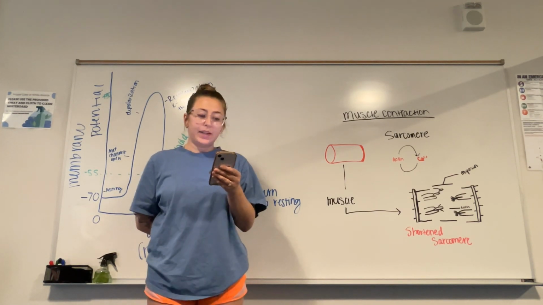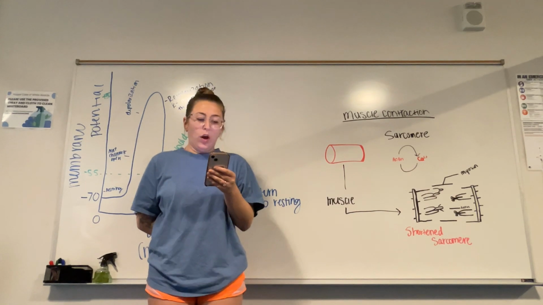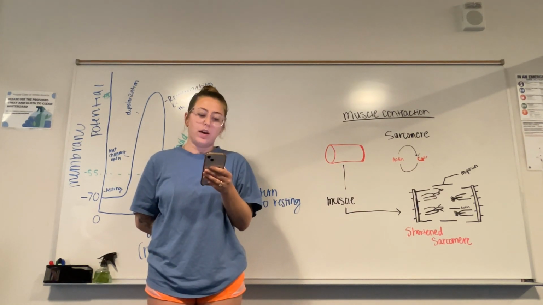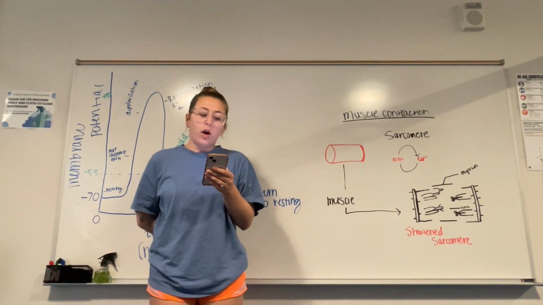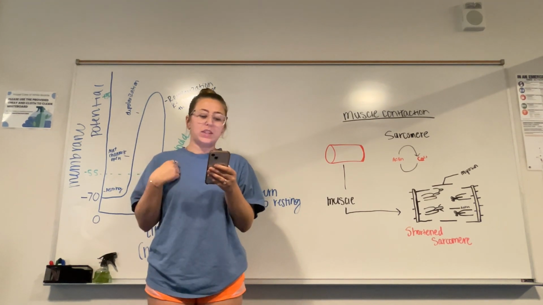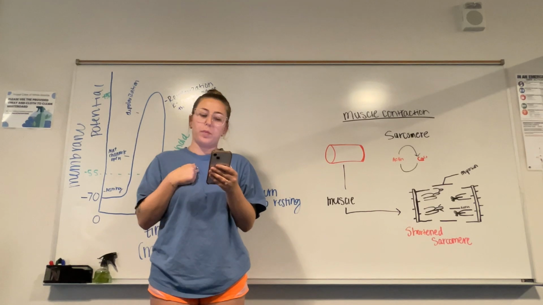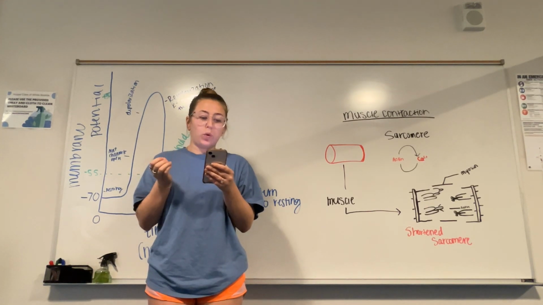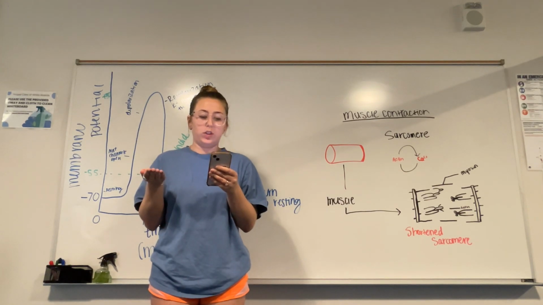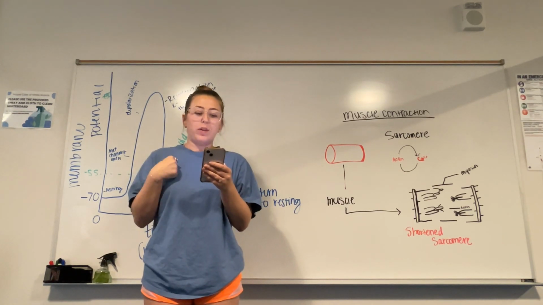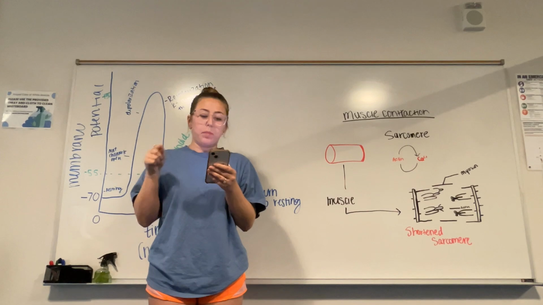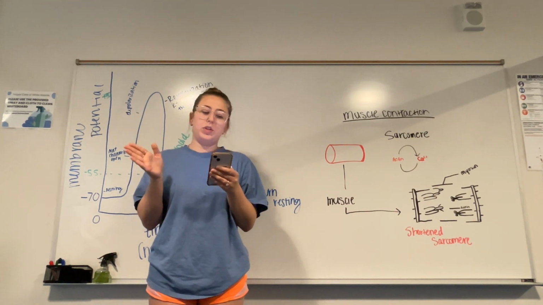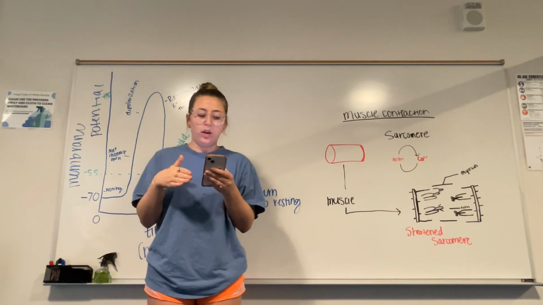Myosin heads bind to the exposed site on actin, forming what we call cross bridges. Using energy from ATP, the energy currency of the cell, myosin heads pivot, pulling the actin filaments inward towards the center of the sarcomere. This action shortens the sarcomere, and when many sarcomeres shorten together, the entire muscle contracts. This is known as the sliding filament theory, where the actin and myosin filaments slide past one another, but they themselves do not get shorter, they just overlap more.